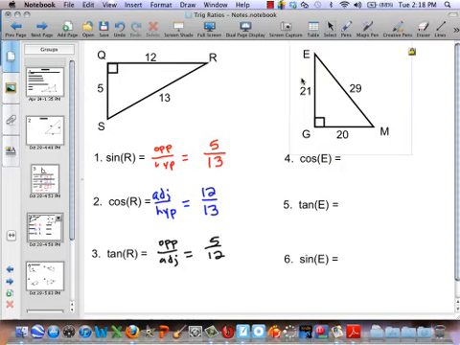Shannon, put you on the spot. Cosine of E for number 4. Let's kind of make sure we back up a little, okay? Cosine is adjacent over hypotenuse. So the adjacent is one that's attached to it, right? So we're looking for a cosine of E. So which leg is attached to E?